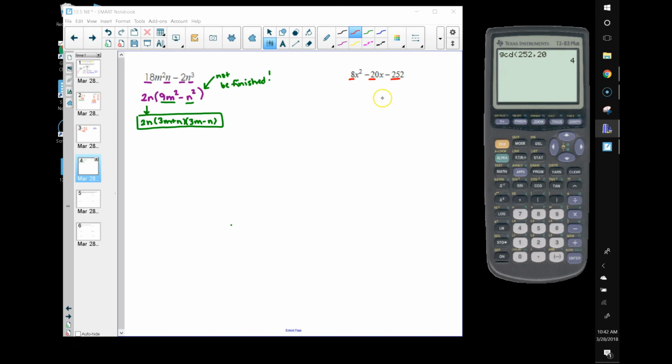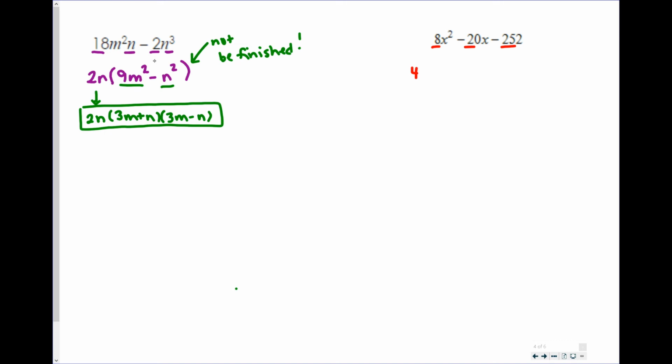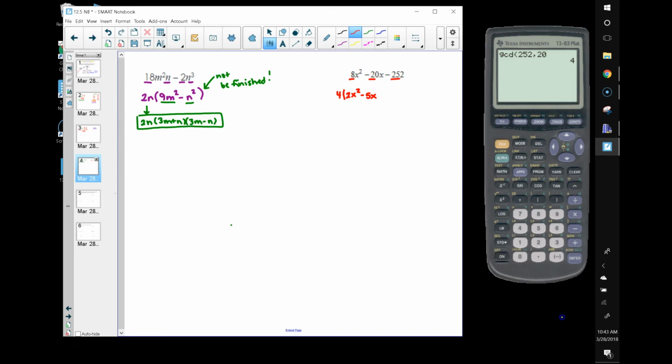Which means now I'm looking between 4 and 8, because 8's the number I didn't use. Well, what's the GCF between 8 and 4? It's 4. So that's one way you can get around that calculator thing of not being able to use more than 2 numbers. So I'm pulling out the 4, and I'm left with 2x squared minus 5x, and I'm going to put 252 divided by 4 in my calculator, because that's a really big number, and I can't do that mental math in my head. That's what calculators are for. And I get a minus 63.